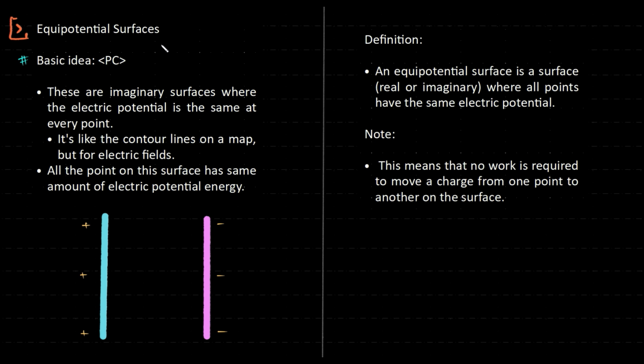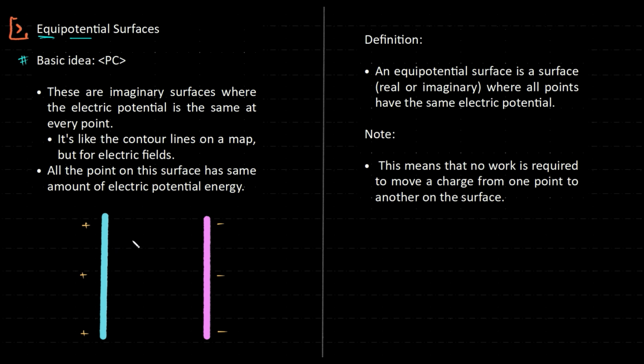Okay guys, so what is this? The name itself tells: equipotential, equal potential. So this is an imaginary surface, a plane, a line where the electrical potential remains the same. It's like the contour line on a map which we saw, but for electrical field. So all the points on the surface have the same amount of electrical potential energy, basically.